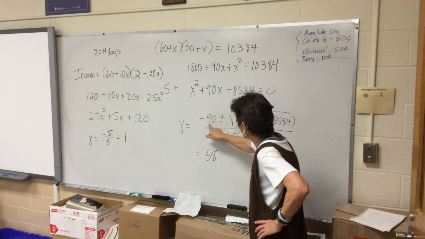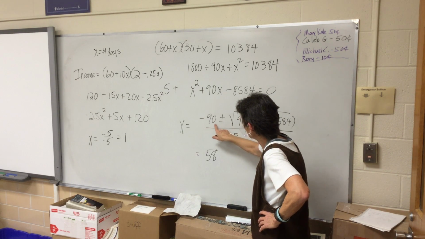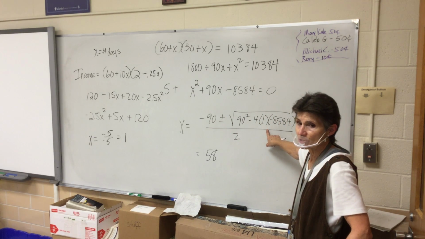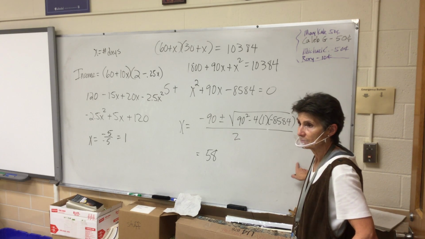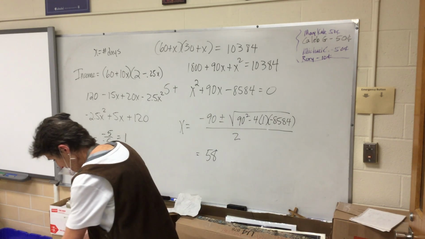There should be another answer, but can everybody see why I'm not typing it in? It'll be negative 90 minus this. So that'll just be a negative answer, and I know x isn't going to be negative, right? Because it represents the distance between the house and the fence. So 58 feet is my answer.